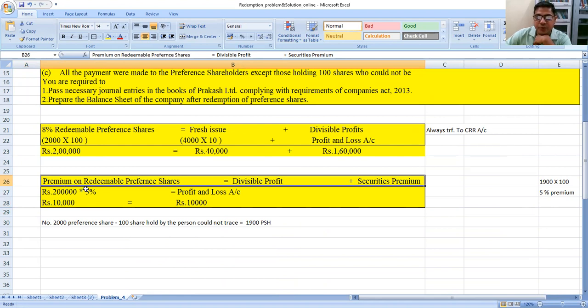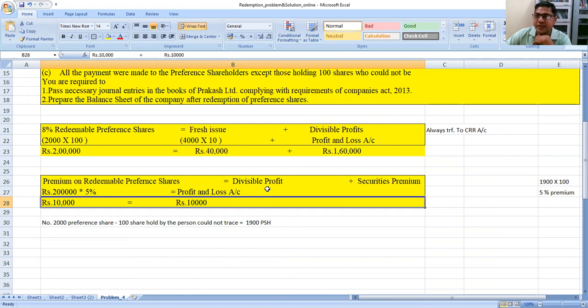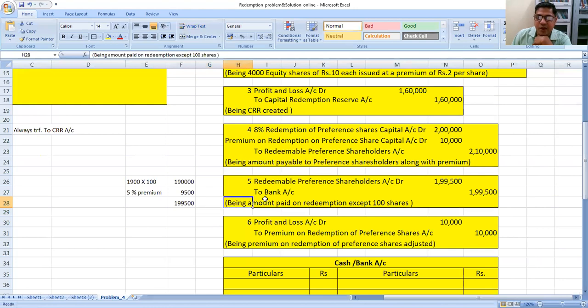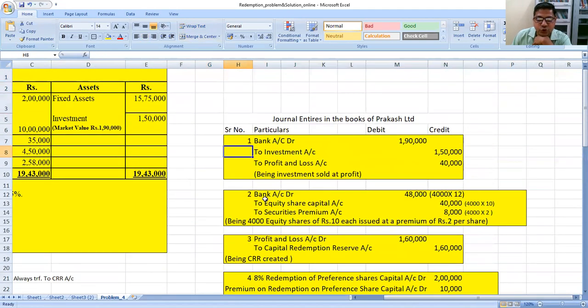Okay, how do we get this premium value of 5%? The capital of the preference shares is 2 lakh rupees. On that we have to find 5%. It is 10,000. This 10,000 we will take from the divisible profit. In our problem, divisible profit is the profit and loss account balance, the 10,000. So this way we have prepared these 6 entries. I hope you understood this.